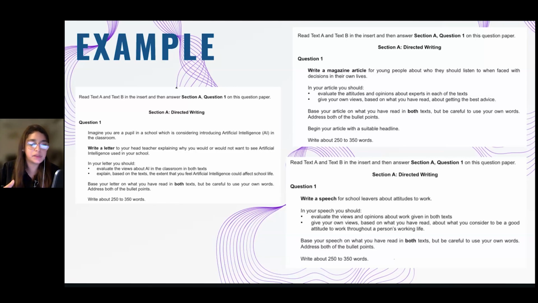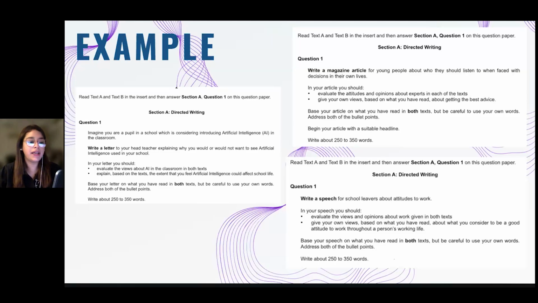Similarly, if we are to write a speech, for example, you read a text that is going to talk about contrasting views, and then you are writing a speech for school leavers about attitudes towards work, which is their professional life. You'll notice that all of these questions have 2 bullet points, which are very similar now. They're not very specific to the question, but they're very generic in terms of what the question expects. So you're basically asked to, number one, evaluate the views, opinions, or facts given within the text. And secondly, you're giving your own opinion based on what you have read about the matter.